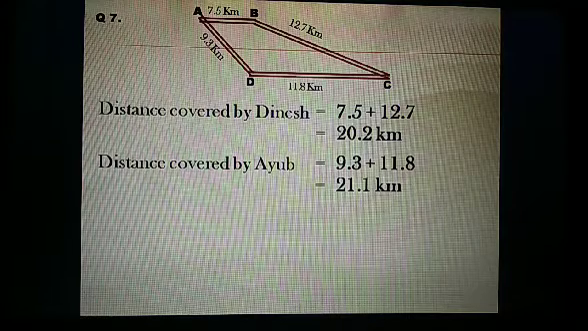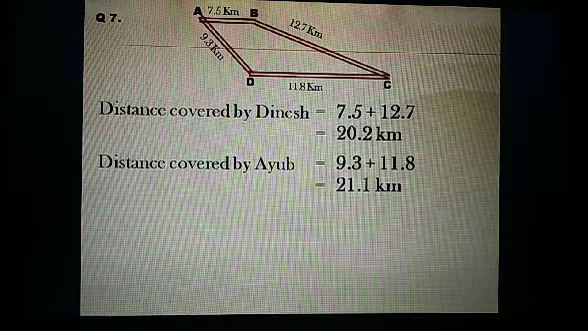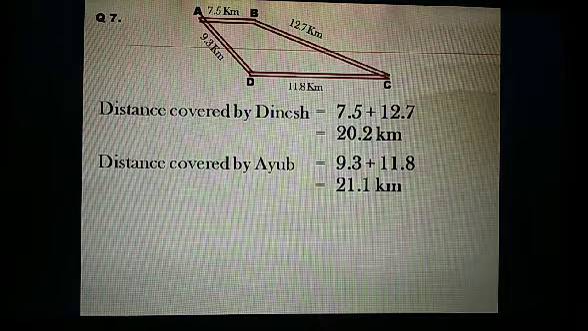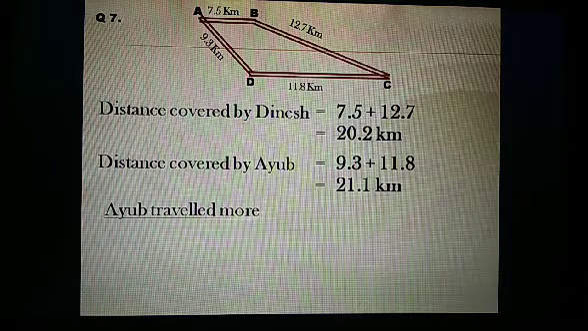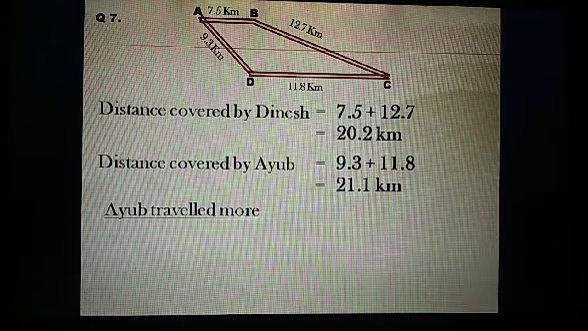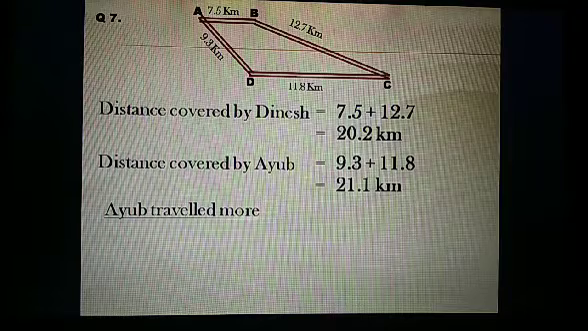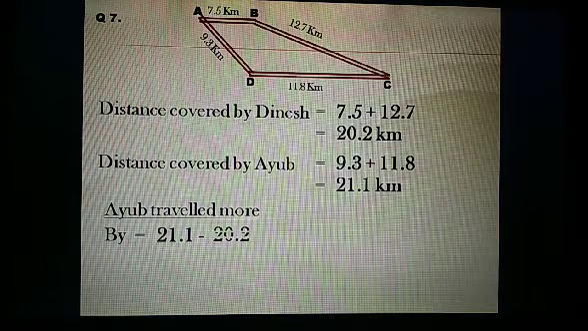Now here we can compare the whole part. We can clearly see 21, the whole part of Ayub's total distance covered, is greater than 20. So we can conclude Ayub traveled more. But the second part is you have to find by how much. So to find out the gap, we will find the difference.